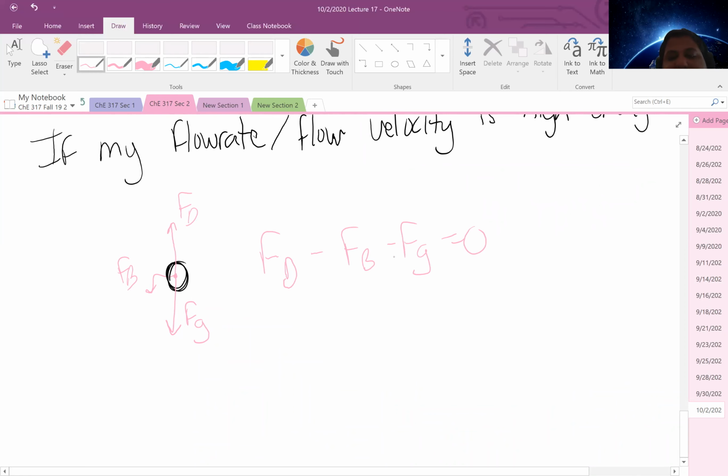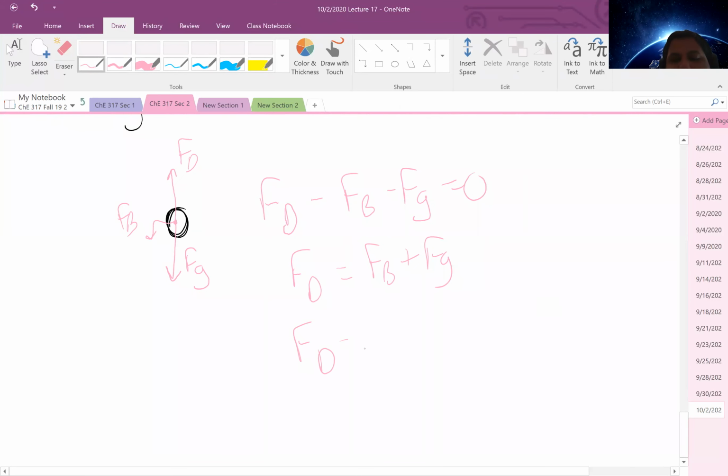Where if I was going to look at the force due to gravity, I would have some form of... I find that the drag force equals the buoyant force plus the force due to gravity. Or the drag force is equal to some relative density, right, times the volume of the particle times gravity. Something associated like that, right? I'll make this if it's a sphere.